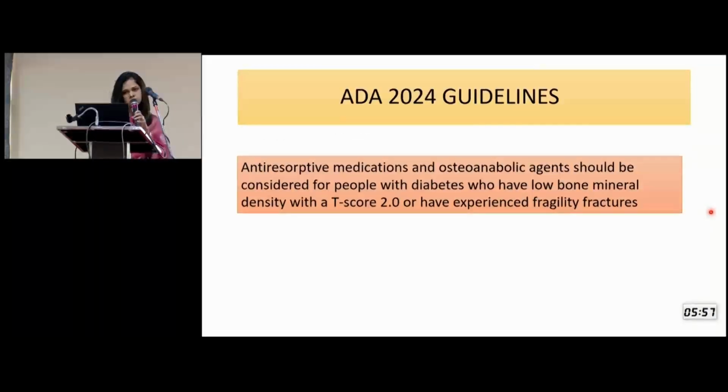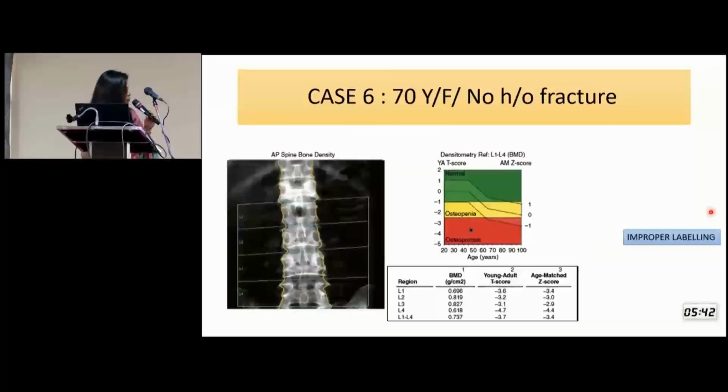And it's very important to remember the T-score cutoff is slightly different in diabetes. The ADA recommends a T-score cutoff of -2 to initiate treatment, as opposed to the T-score of -2.5 that we take in patients without diabetes. So if we have time, we can quickly go through another two cases.